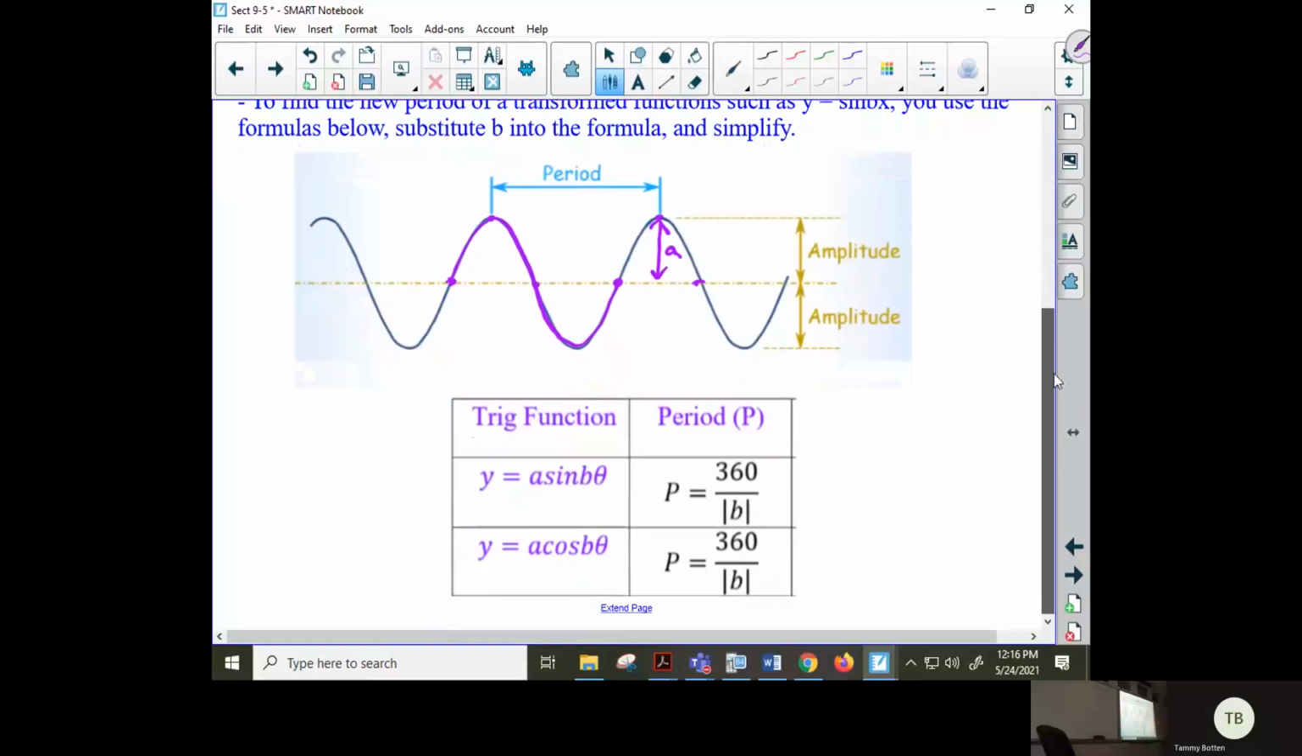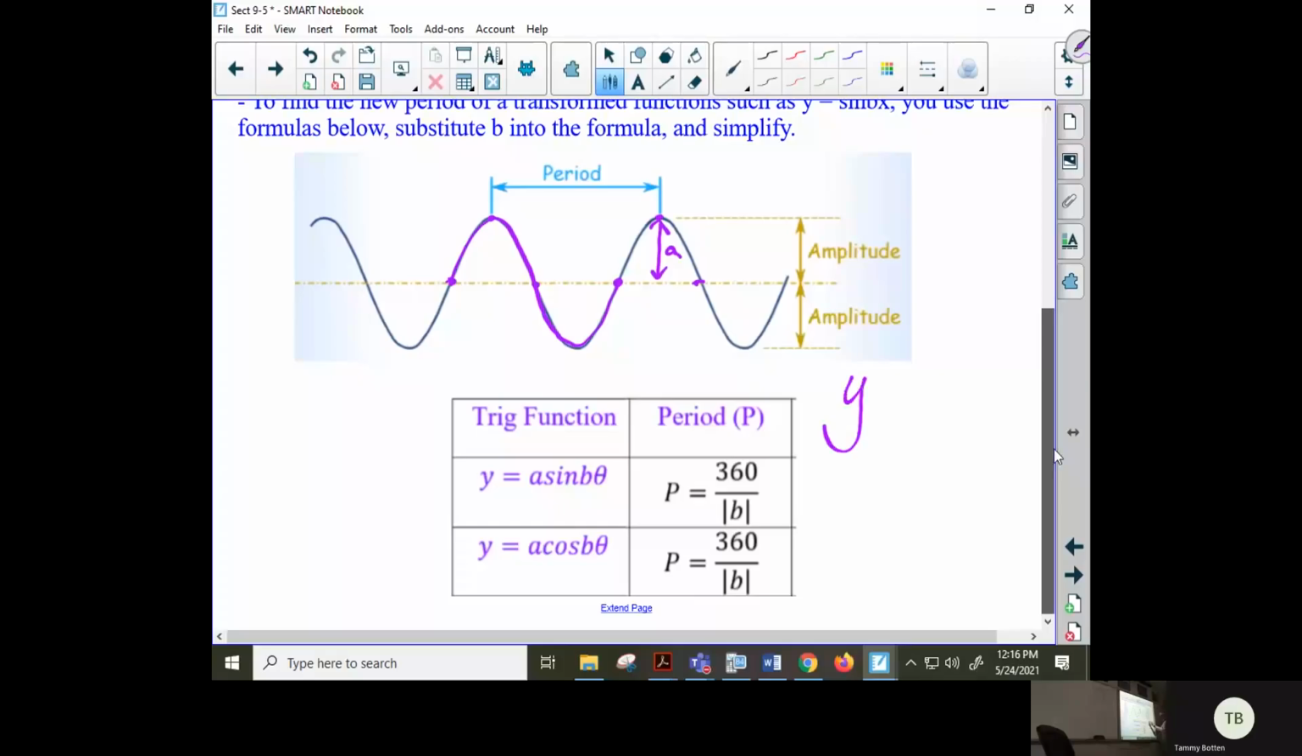okay? So when you're doing sine, this would be like a generic equation for something that has changed the amplitude and changed the period. If you're given this and they ask you to find the new period, what you do is you take 360 divided by, now they have the absolute value of b, but you won't see it as a negative number, so you just take 360 divided by that.